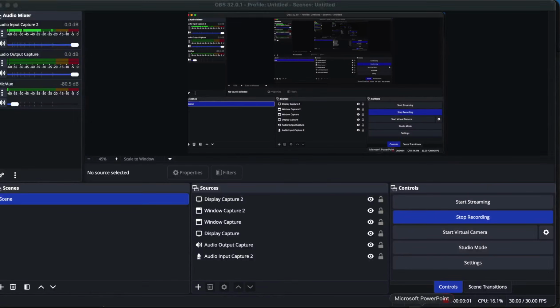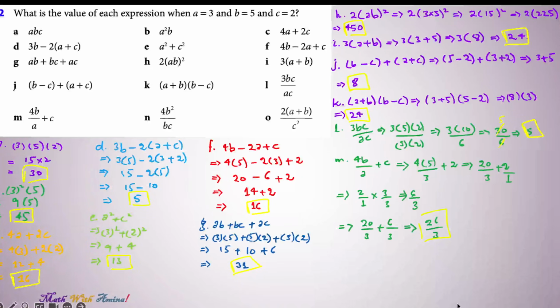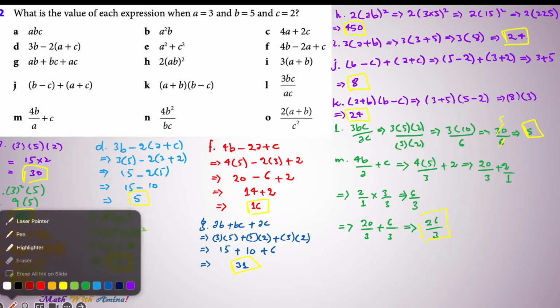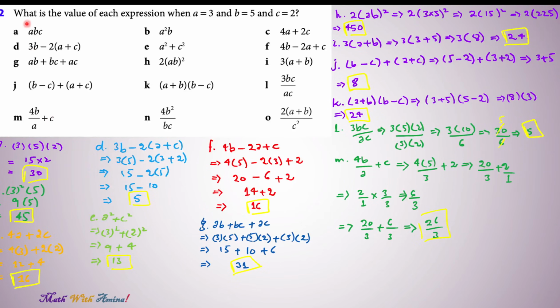Hi everyone. So we will continue with our next question, question number 2. Question number 2 is asking the value of each expression when a is equal to 3, b is equal to 5, and c is equal to 2. So what does this mean?